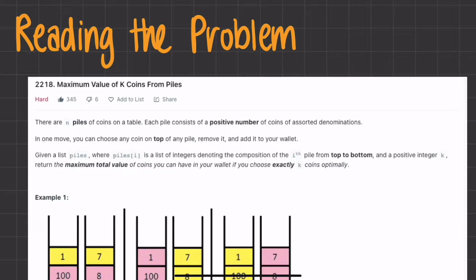Today we're going over Leetcode 2218, which is maximum value of K coins from piles. Let's begin by reading the problem to figure out what sort of approach and what sort of problem this is.